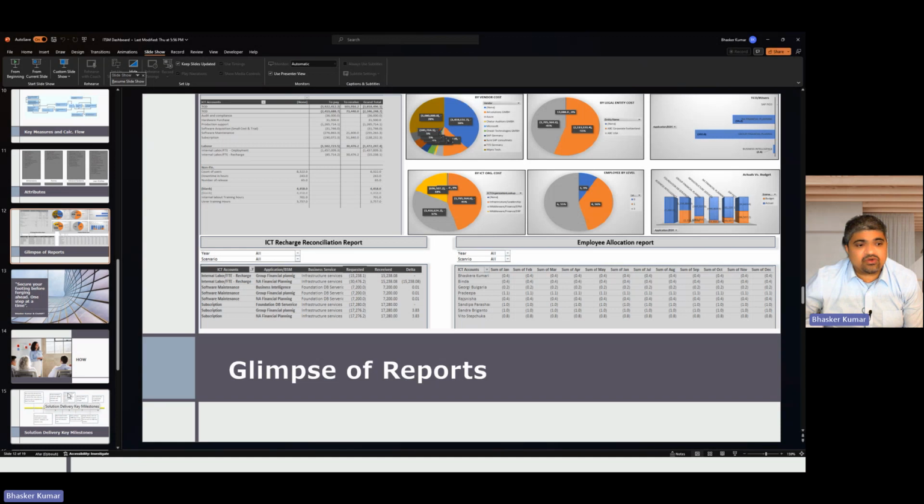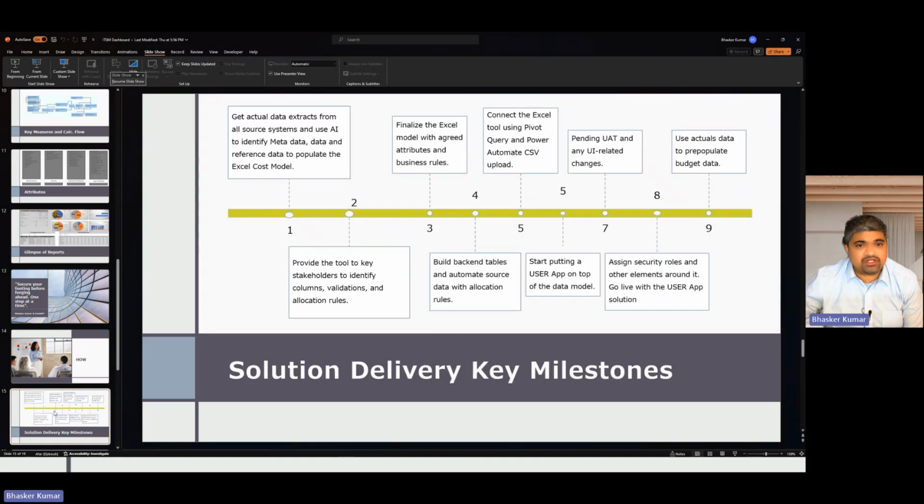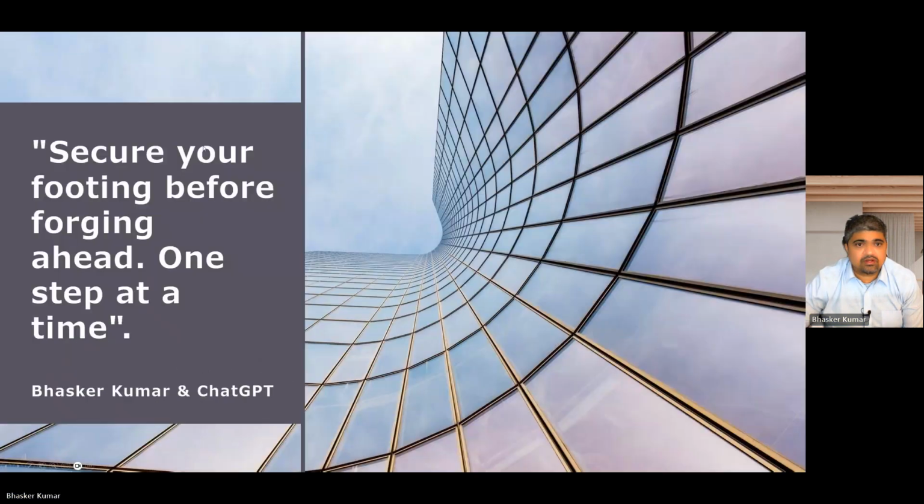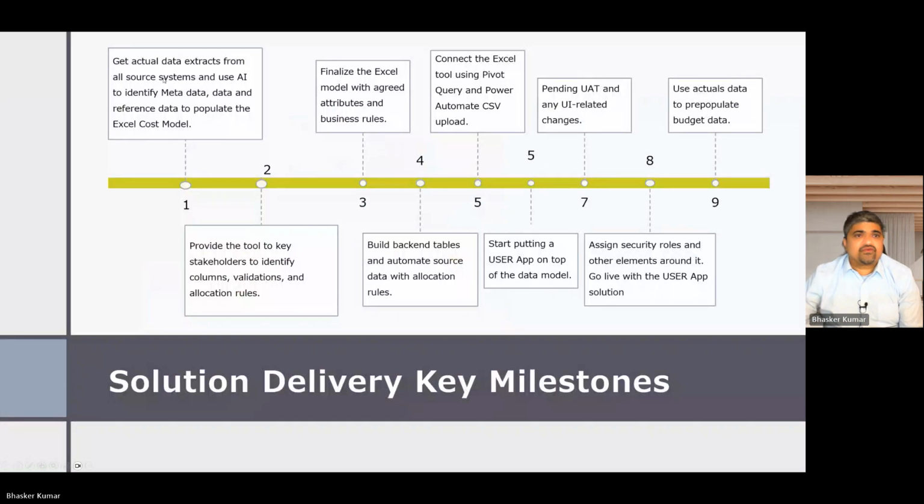Now coming to my recommendation of how you deliver this project. To deliver this project, first we take a sample of all these source systems, sample data, and then we run some algorithms and AI on it, mine metadata and data, and do as much allocation as possible. And we populate this cost model that we demoed today. Not demoed, rather you got a glimpse of it.